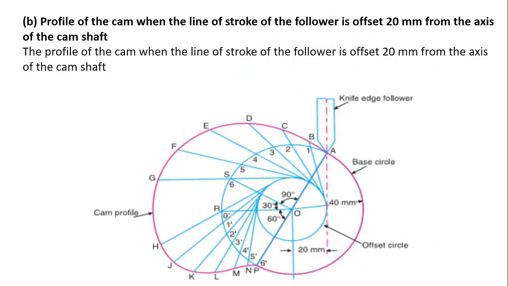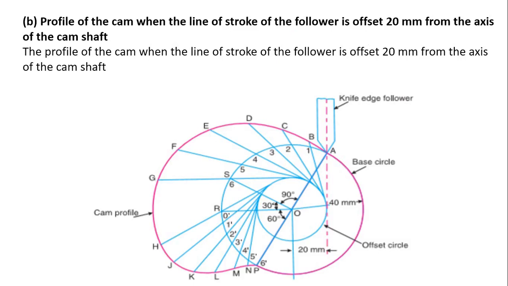Now students, the second case is that of the offset condition. This is called the offset follower. Now the case is that the profile of the cam when the line of stroke of the follower is offset 20 mm from the axis of the cam.